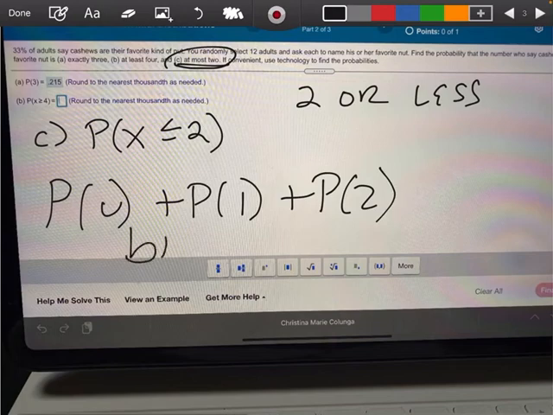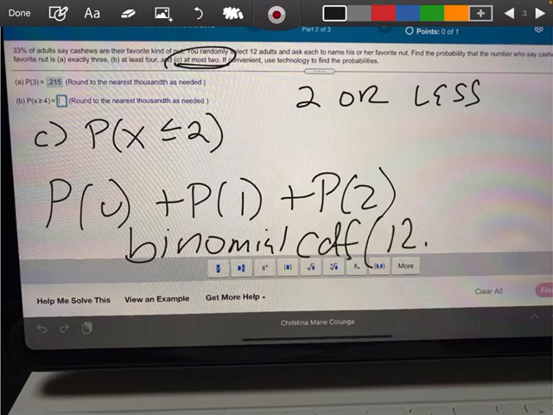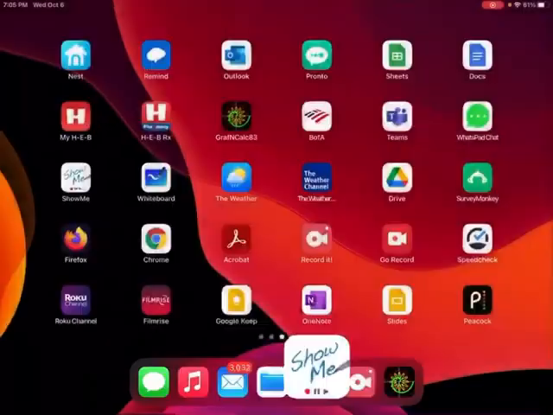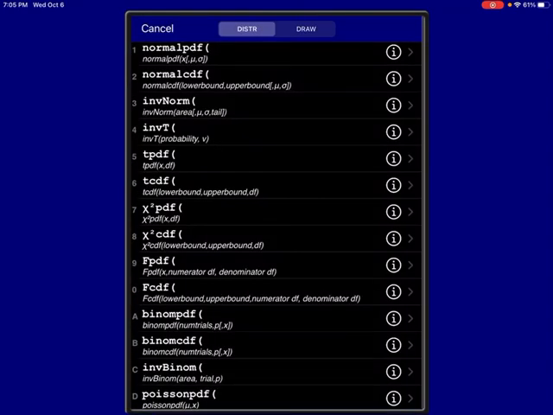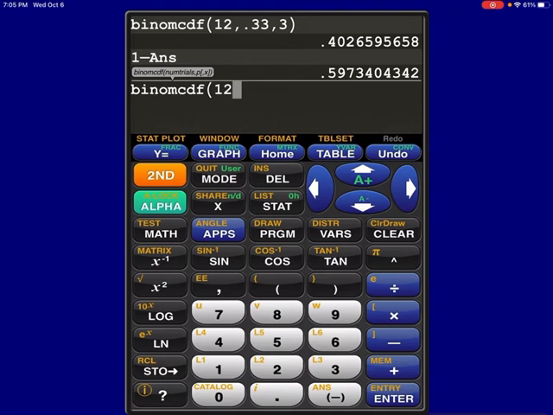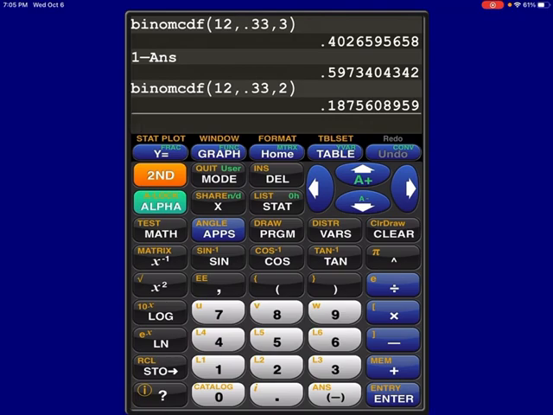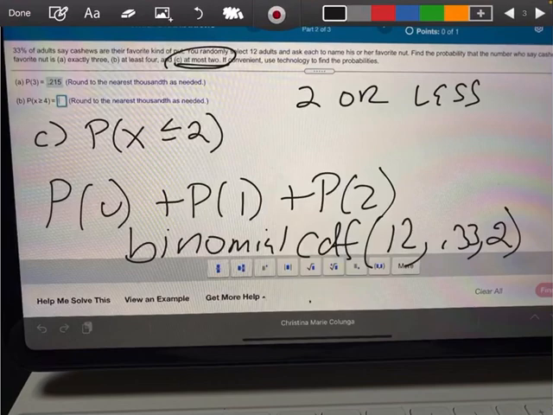Again, this is when I'm going to use my binomial CDF with 12, 0.33, and 2. So let me come back here again. We're going to go second, vars. Remember, binomial CDF, the third one from the bottom, 12, comma, 0.33, comma, 2. Enter it in. If I go to 3 decimal places, y'all, that's 0.188. So 0.188 would be my answer for part C.